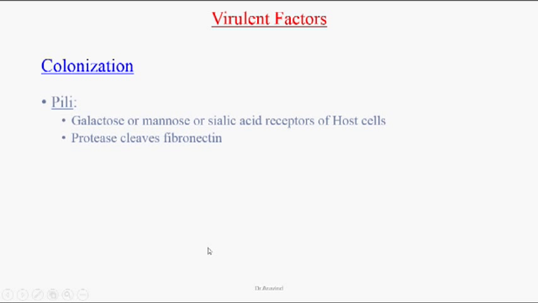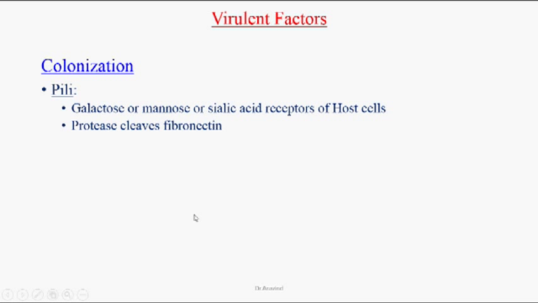Virulence factors. Colonization is mainly by pili and flagella, especially the pili, which attach to galactose, mannose or sialic acid receptors on host cells, and these organisms can also secrete a protease enzyme that cleaves fibronectin on human respiratory epithelial cells. Whenever it cleaves fibronectin, the mucosal epithelial cells will be exposed, and the pili will go and attach to those exposed mucosal epithelial receptor areas.